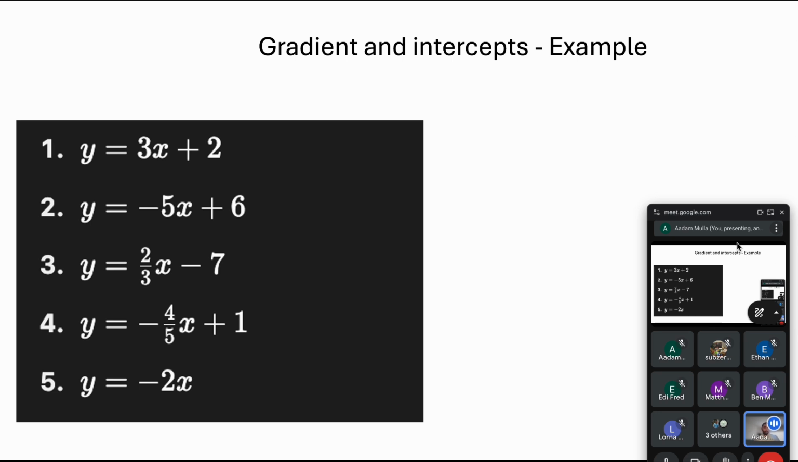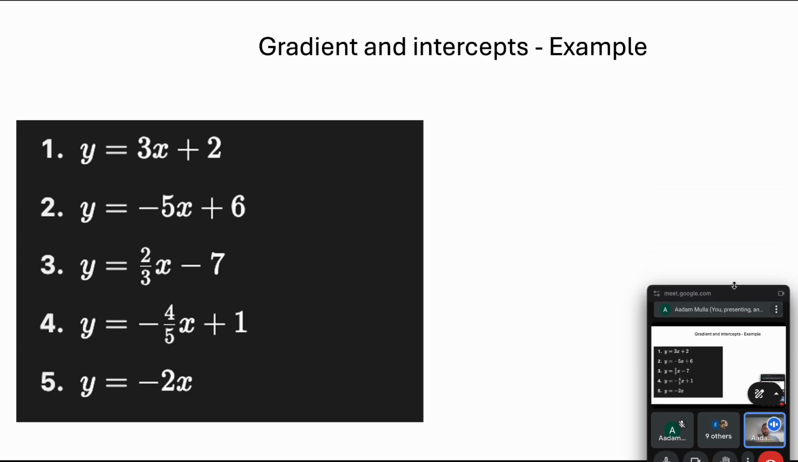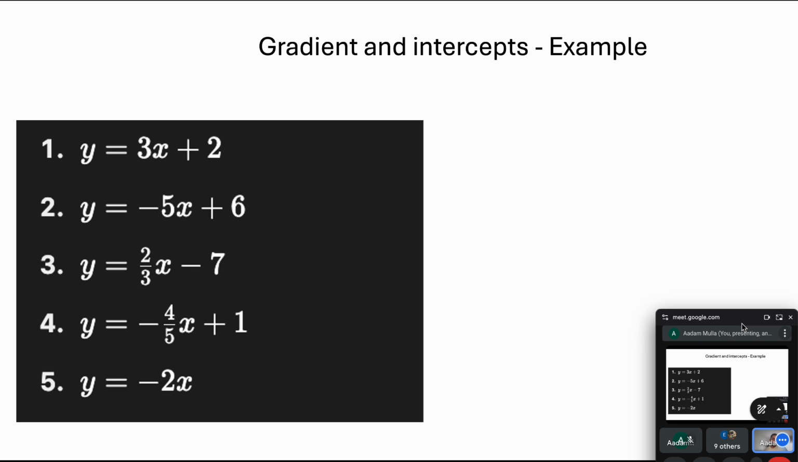I'm just going to talk a little bit about gradients and y-intercepts and x-intercepts. I think some of you will definitely know this already, but some of you might not. So I'm just going to give a quick overview of gradients and y-intercepts and x-intercepts. Whenever you have an equation of a line, it should always look like this. The general formula of an equation of a line is y equals something x plus c. And this number before the x is the gradient.